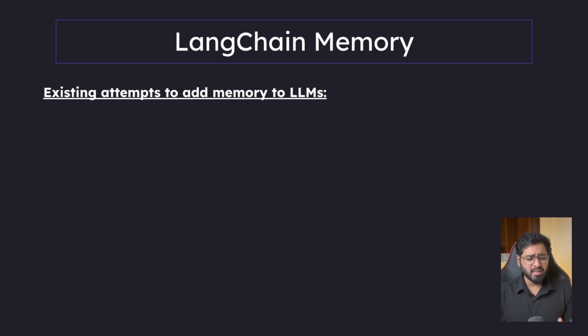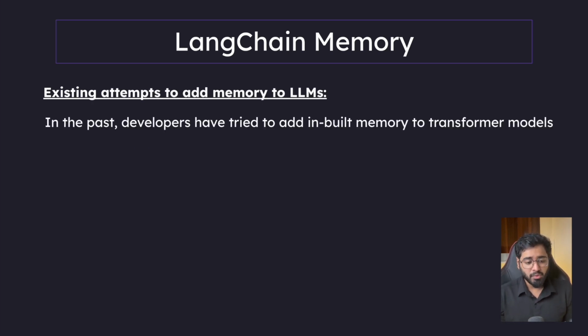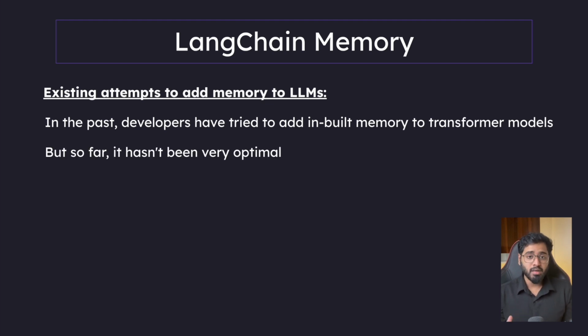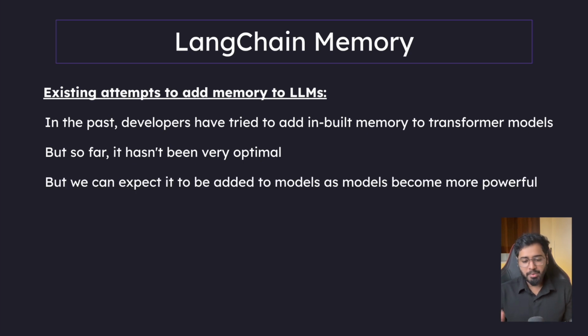There have been some existing attempts to add memory to LLMs. In the past, developers have tried to add inbuilt memory to transformer models, so the memory is built into the LLM itself. But so far, it hasn't been very optimal. Even the best models out there like OpenAI, Anthropic in 2025, they still don't have inbuilt memory, especially when there are better and more optimal ways of doing it, because having that memory in our control is very important. Then we can shape it however we want. We can definitely expect it to be added to models as they become more powerful in the future, but right now it is not.